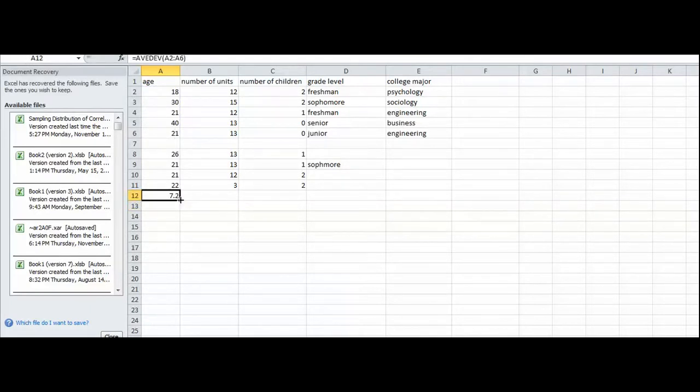Drag it across, and the H column has more spread or more dispersion compared to these two columns. Notice how in this column the numbers are spread out all the way between 18 and 40, and over here in the number of units column the numbers are pretty similar. They all fall between 12 and 15, and over here the numbers are all pretty similar, meaning close together. They're all between 0 and 2.